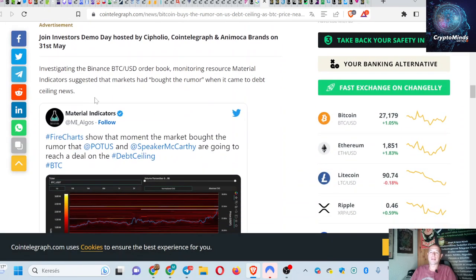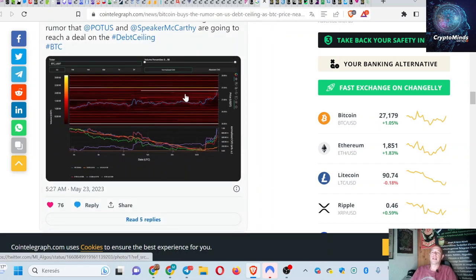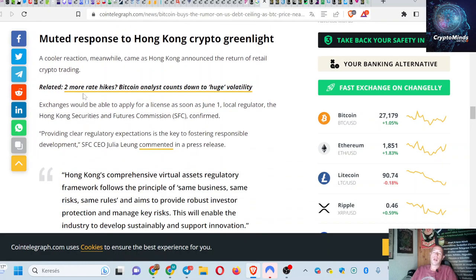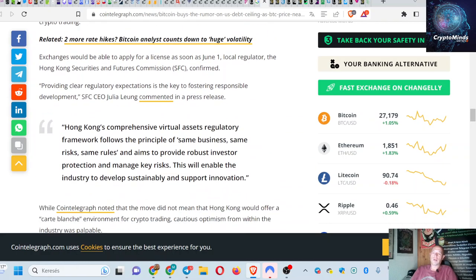So next, what else do we have? Investigating the Binance BTC order book, monitoring Resource Material Indicators suggested that markets had bought the rumor when it came to debt ceiling news. Confluence between the algos has historically been a very strong signal with a high probability of validating the candle close.